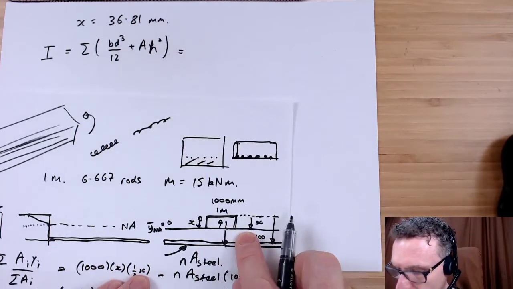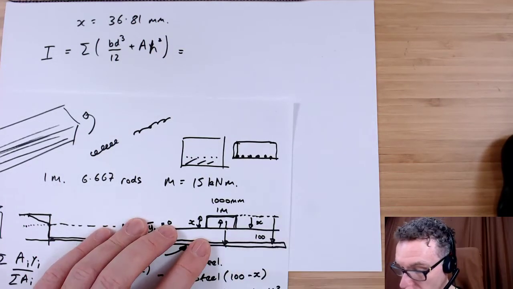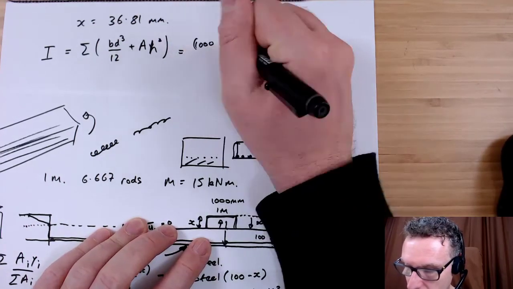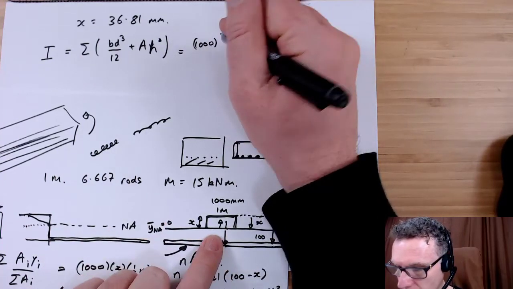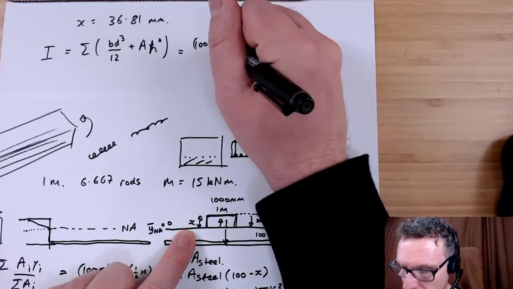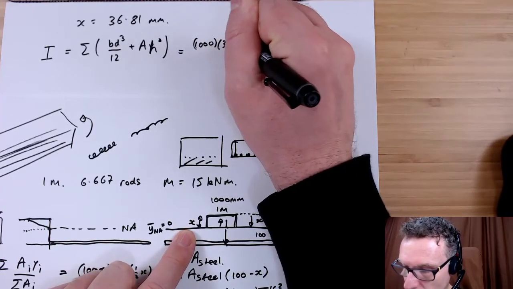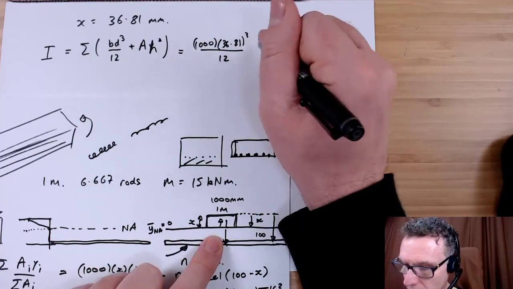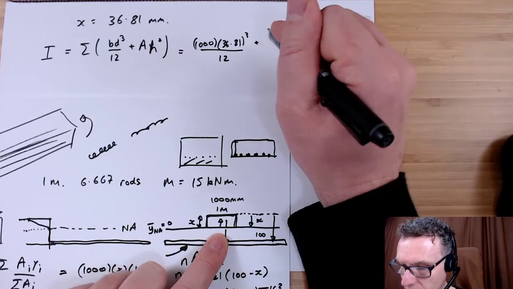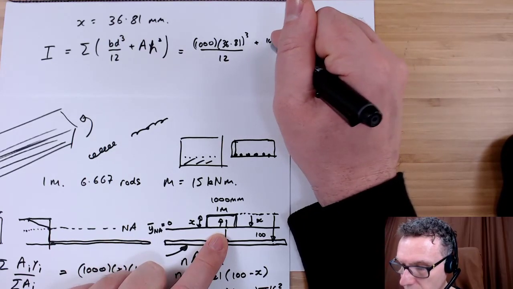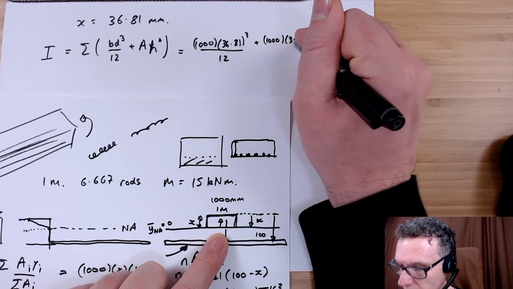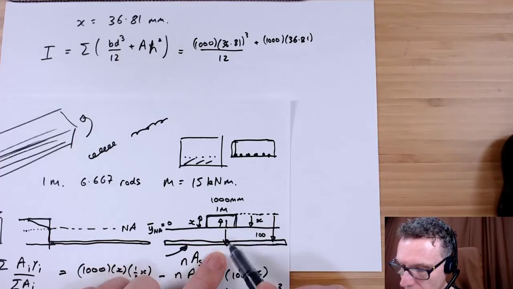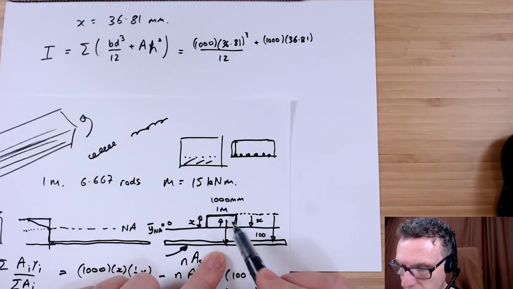So if we do the top one here, that's relatively straightforward. B is 1,000. D is the depth, which is the x, so that's the 36.81 to the power 3 divided by 12. And then we've got its area, which is straightforward again, so that's 1,000 times by 36.81. And then the distance to its centroid is half x.